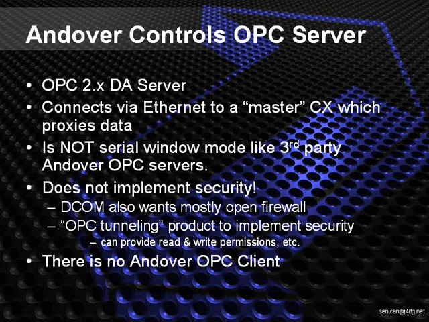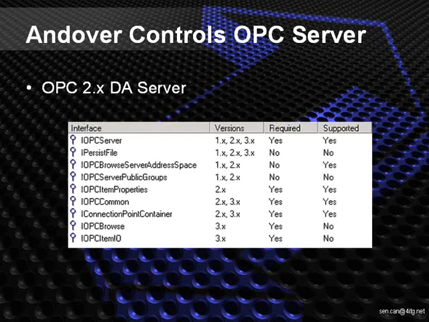Essentially, if you want a client, you have to do everything backwards in order to get the data into the Andover system. Of the various interfaces that the OPC specification defines for OPC servers, it can be seen that Andover's OPC server is a 2.x DA server. This is based on the fact that Andover's server does not support IOPCBrowse and IOPCItemIO, which are required in the 3.x versions of OPC server.